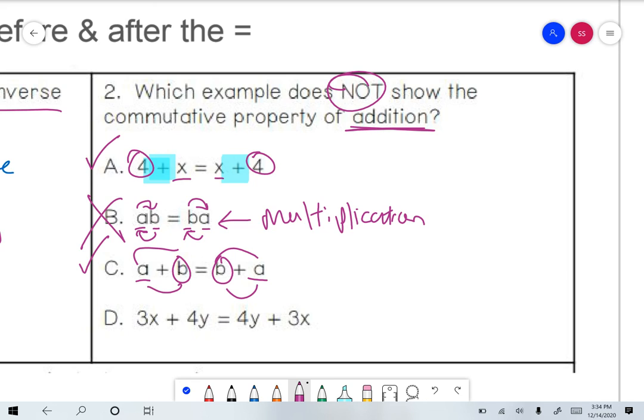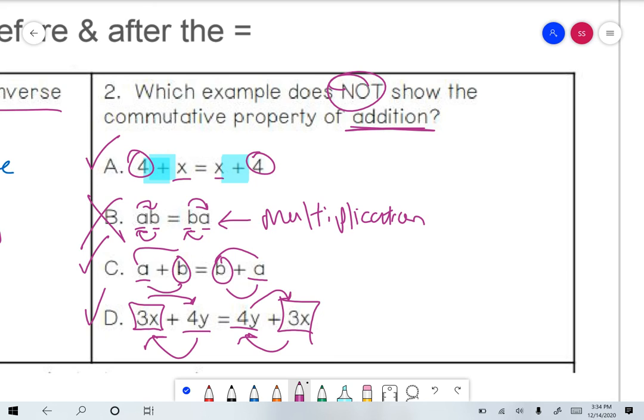Let's look at D. D, we have 3x plus 4y and 4y plus 3x. So again, we are just switching the order of these terms, which means that does show commutative property of addition, okay?